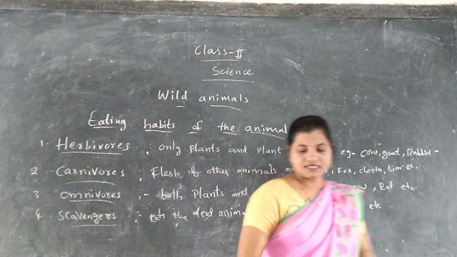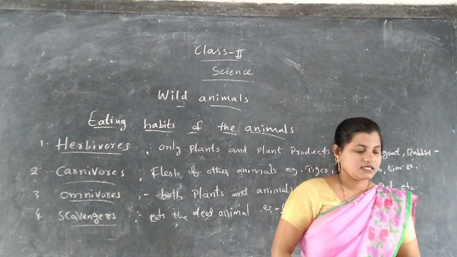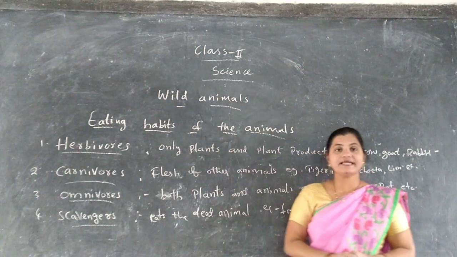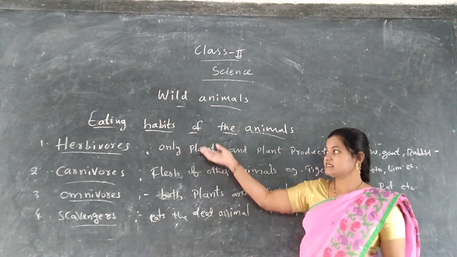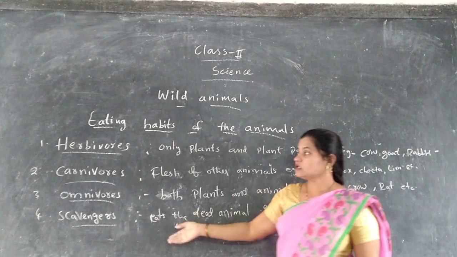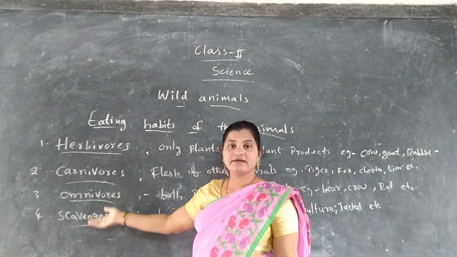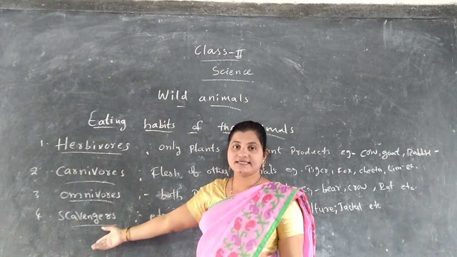Okay children. In the next class we will discuss the habitats of animals. Okay children, then what is this? Based upon the food habits, the animals are categorized into three main categories: herbivores, carnivores, and omnivores. And one more is there, that is known as scavengers.